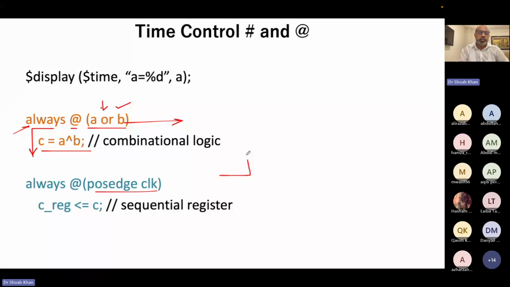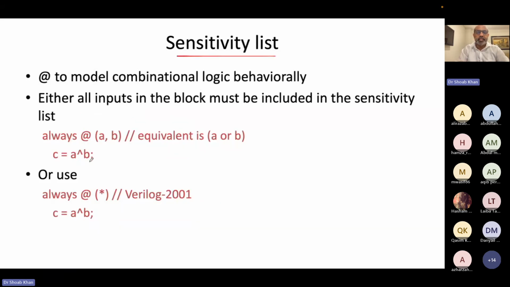Okay. So C goes to C reg, a sequential register. Sensitivity list is again important. If you miss anything in the sensitivity list, it has its own consequences. That's why later versions of Verilog relieve you from this burden of listing everything in the sensitivity list. An asterisk will suffice, and the simulator will by itself figure out which variables you are using on the right-hand side. If there is any change, it will come and execute the always block.